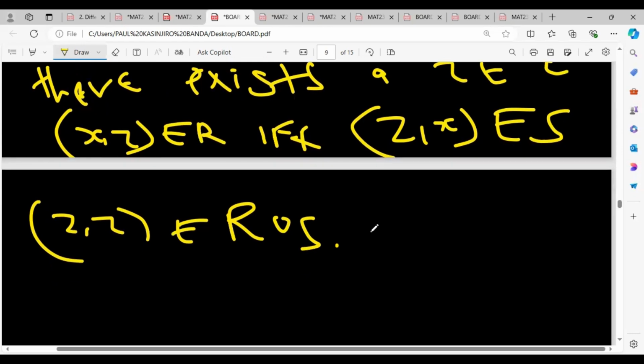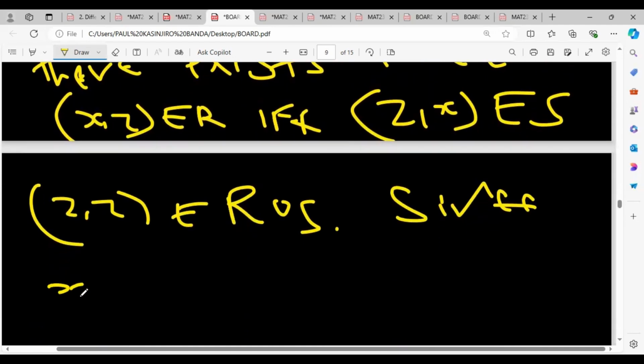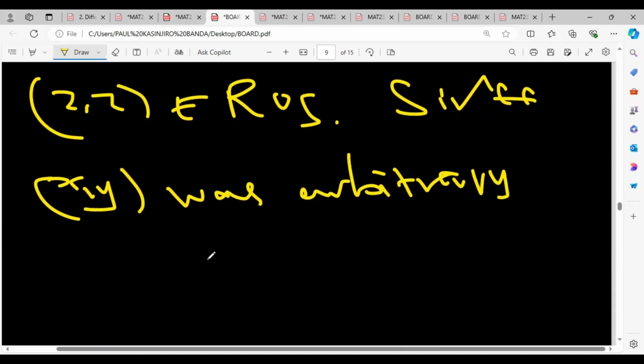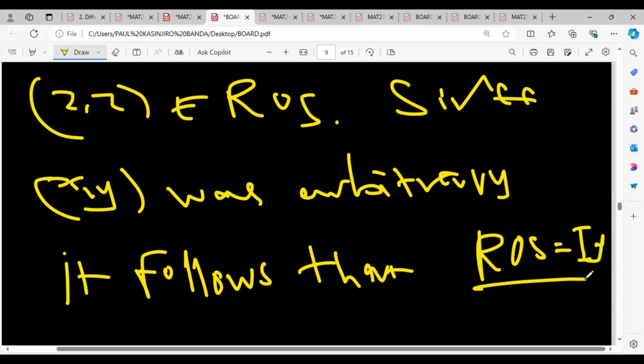From here we can conclude that since the coordinate (X, Y) that we chose was arbitrary, it follows that R of S is actually the identity on Y, because all the coordinates will just be (Y, Y).